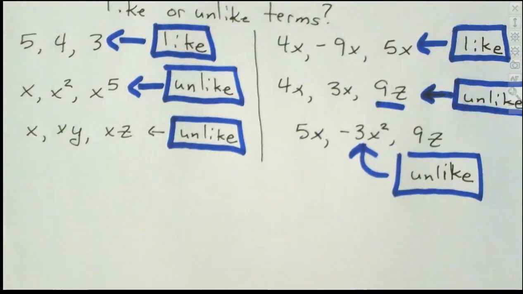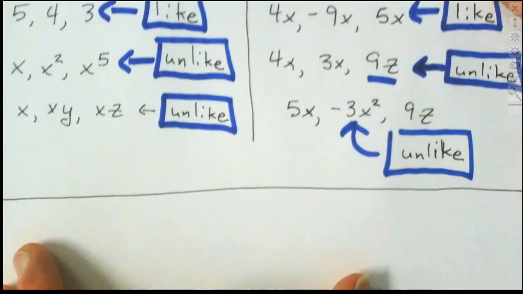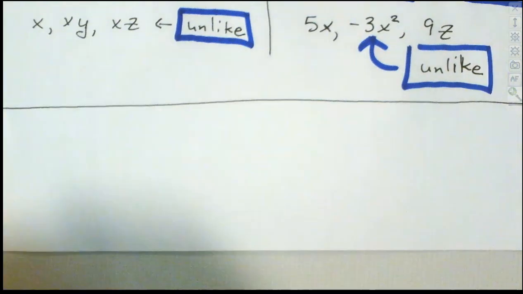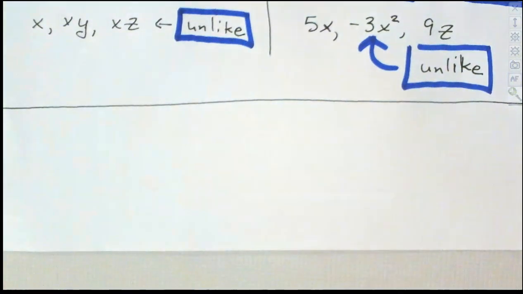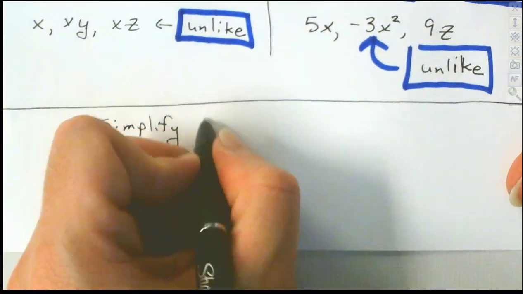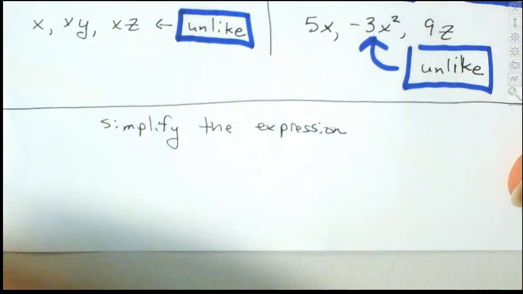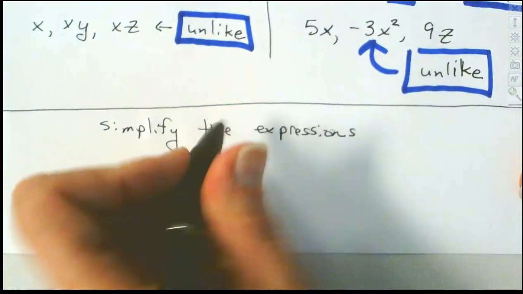Now, when we combine things together, they have to be like terms. So they have to be the same. They have to have the same variables so they can go together. And we're going to be looking at things that have different variables, but we've got to make sure they're identical so they can go together. So now we're going to learn how to combine these terms together. So we're going to simplify down these following expressions.